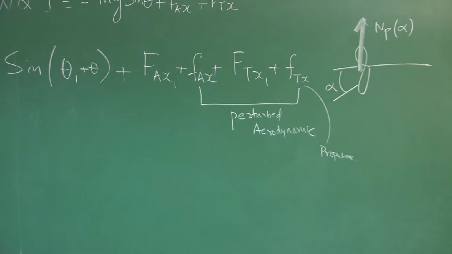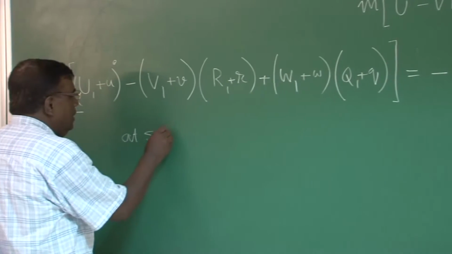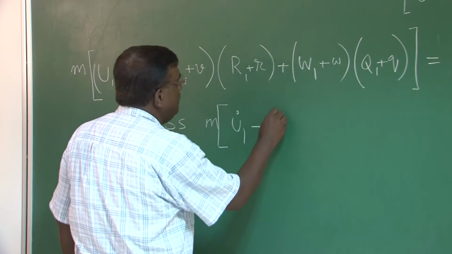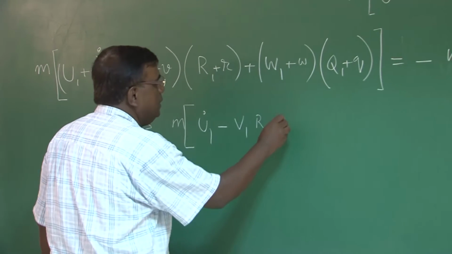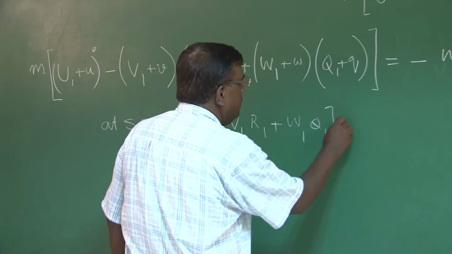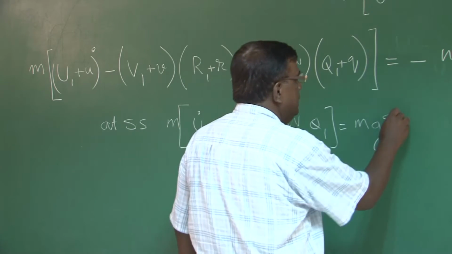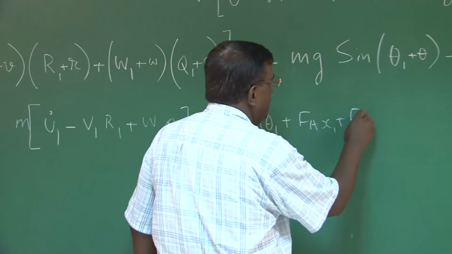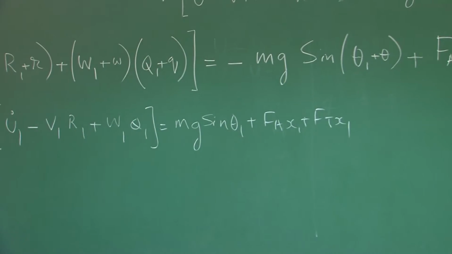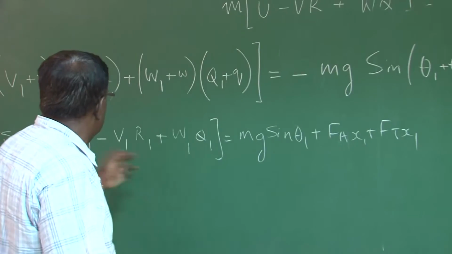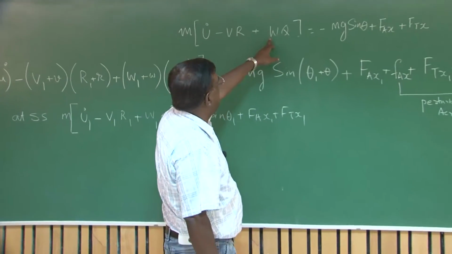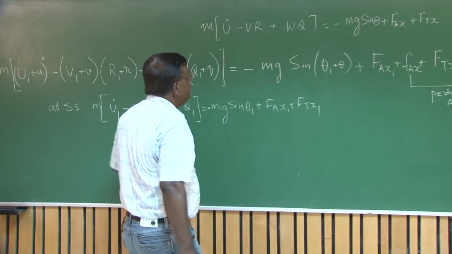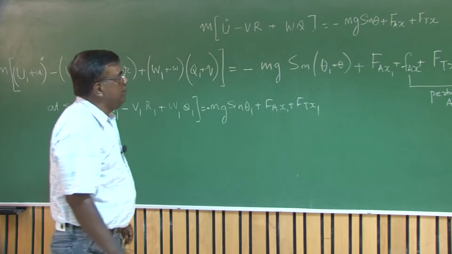And you also should understand that at steady state, this is also identically true. m times (u1 dot minus v1 r1 plus w1 q1) is equal to minus mg sine theta1 plus F_ax1 plus F_px1. This equation holds at steady state.